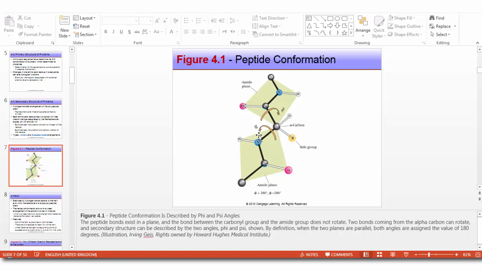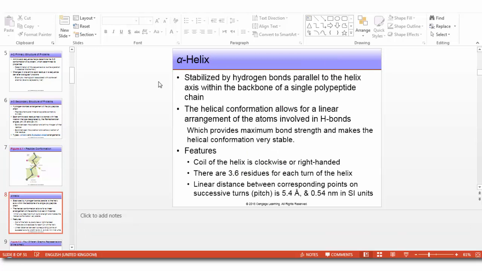The alpha helix and beta sheet are not the only possible secondary structures, but they are by far the most important and deserve a closer look. Now, as I said, we have two examples of secondary protein structure. The alpha helix is stabilized by hydrogen bonds parallel to the helix axis within the backbone of a single polypeptide chain. The helical conformation allows for a linear arrangement of the atoms involved in the hydrogen bond, which provides maximum bond strength and makes the helical conformation very stable.